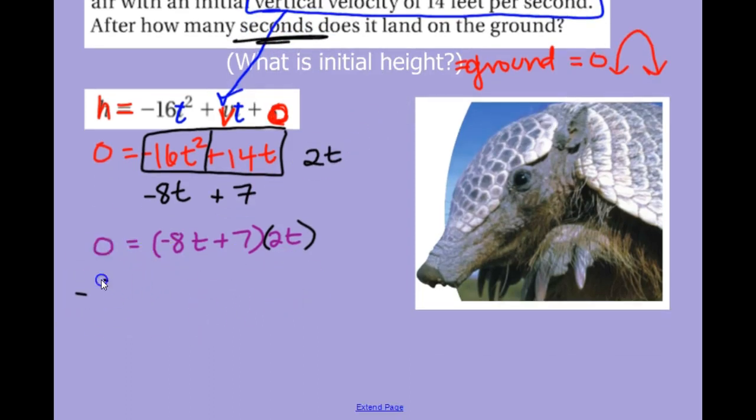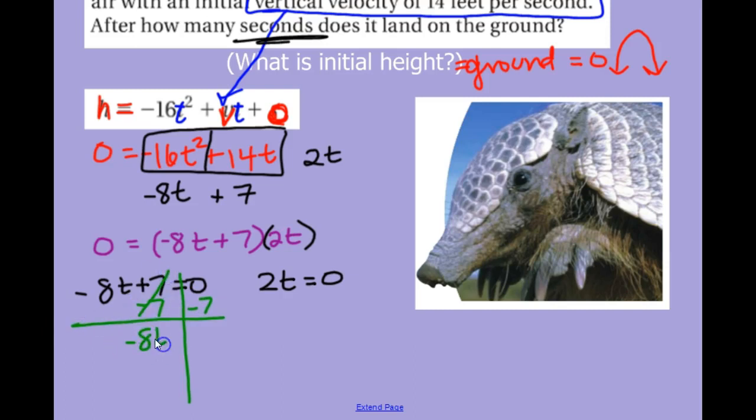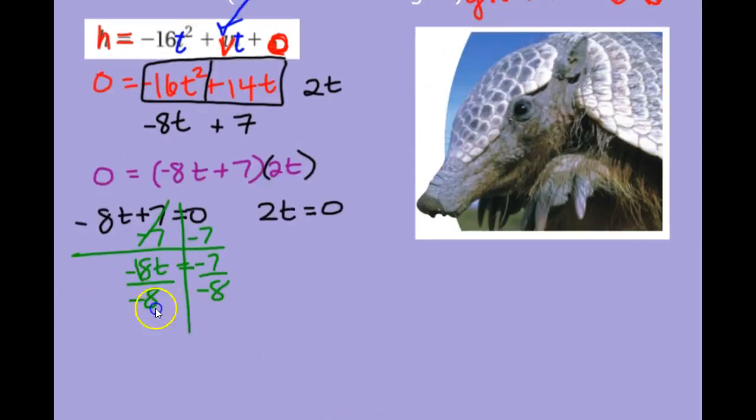We could have negative 8t plus 7 equal to 0, or we could have 2t equal to 0. So if I solve this one first, get rid of your addition and subtraction, I'm going to subtract 7. And then divide by negative 8. Eliminates, and I get t equal to, well, two negatives make a positive, 7/8 on this side. It's a positive number, that's good. Positive time, you can't have negative time, remember.